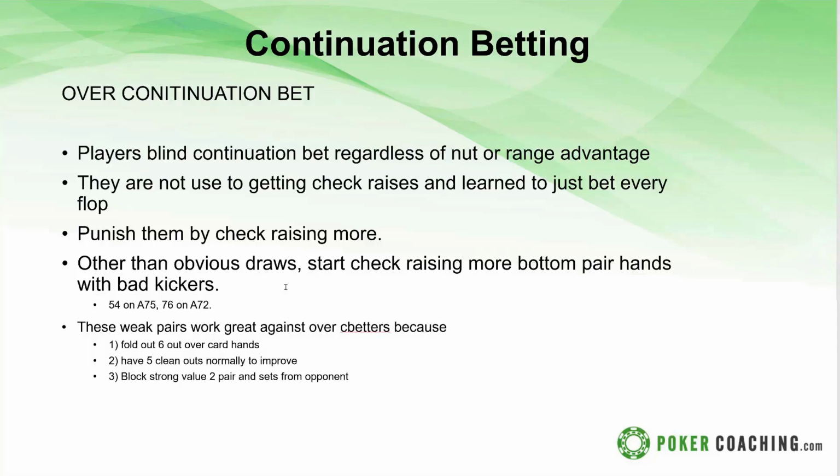But on, say, ace-queen-deuce, if you do it with deuce-3, deuce-4, deuce-5 suited, if you defend those hands in the big blind, then you're folding out all the 6-out draws between bottom pair and second pair.